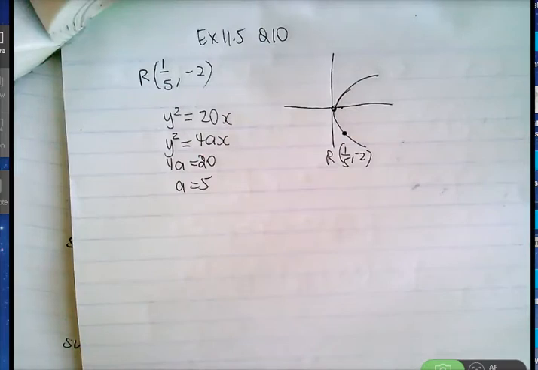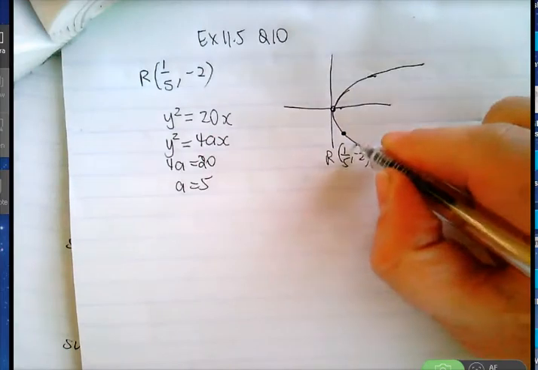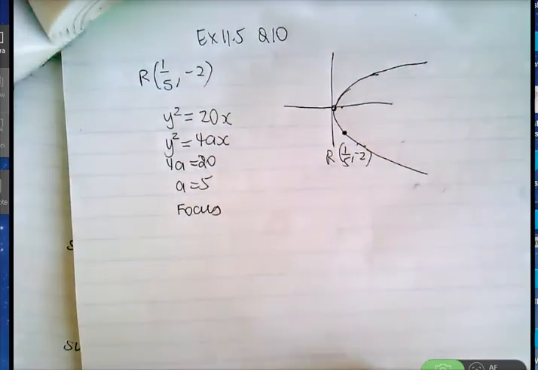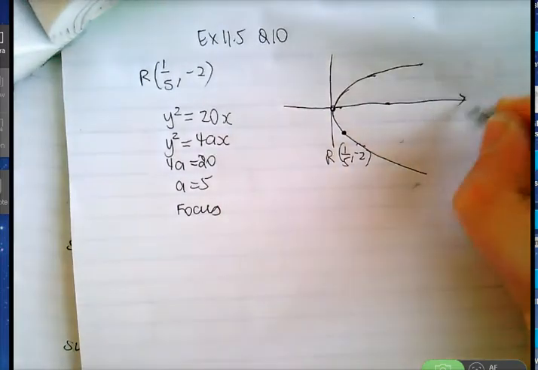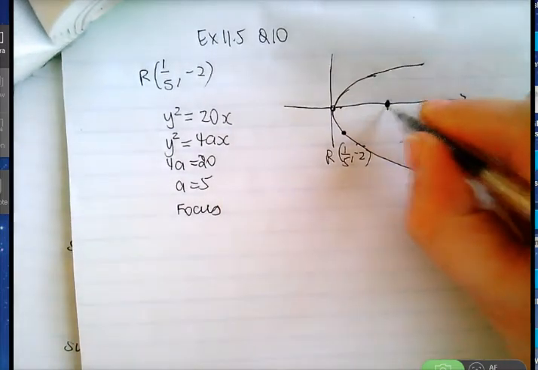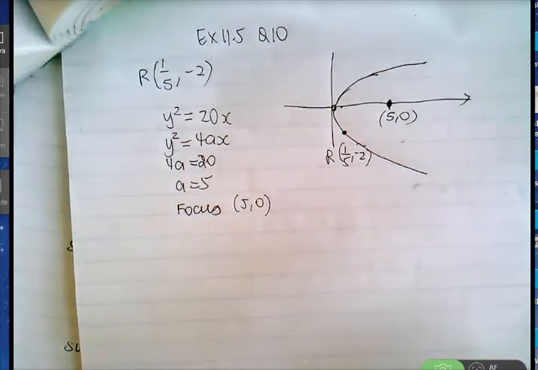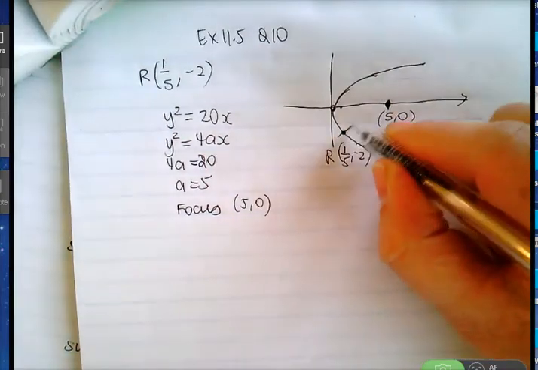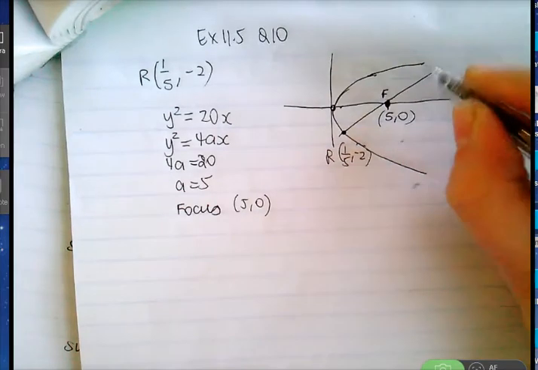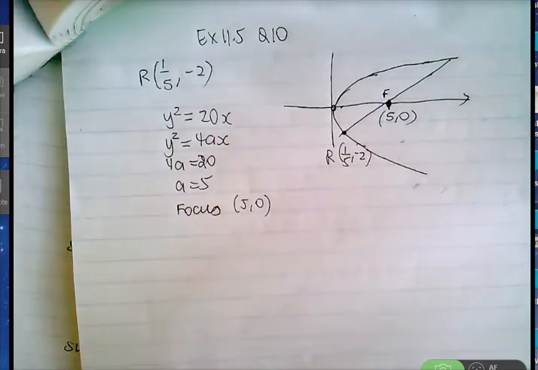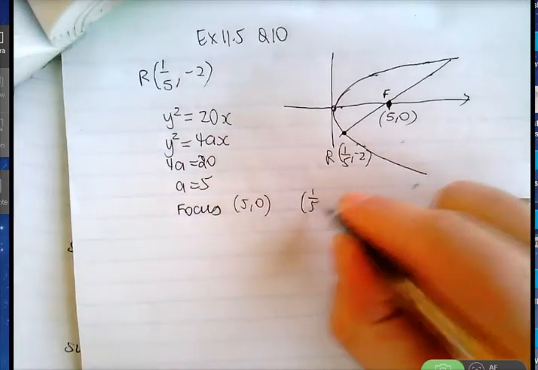It says find the equation of the focal chord passing through R. Were we able to do that? What's the focus? Well, it's (5, 0). The focus is over here. The equation of the focal chord is the equation of the line passing through, I'll call that F for focus, the equation of the line passing through R and F. Do we know what to do there?